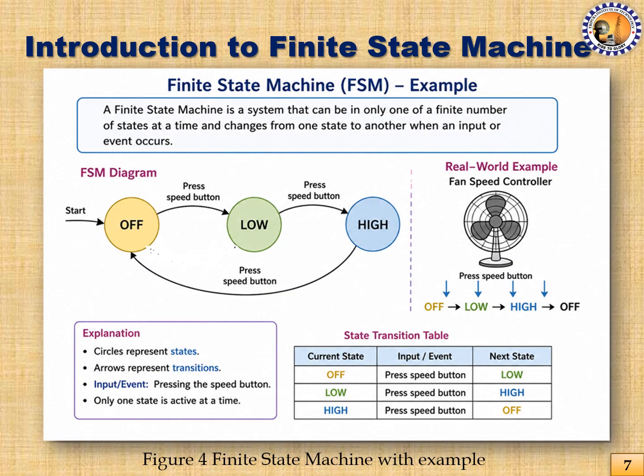Now let's talk about finite state machine. By definition, we can say that a finite state machine is a system that can be in only one of a finite number of states at a time and changes from one state to another when an input or event occurs.